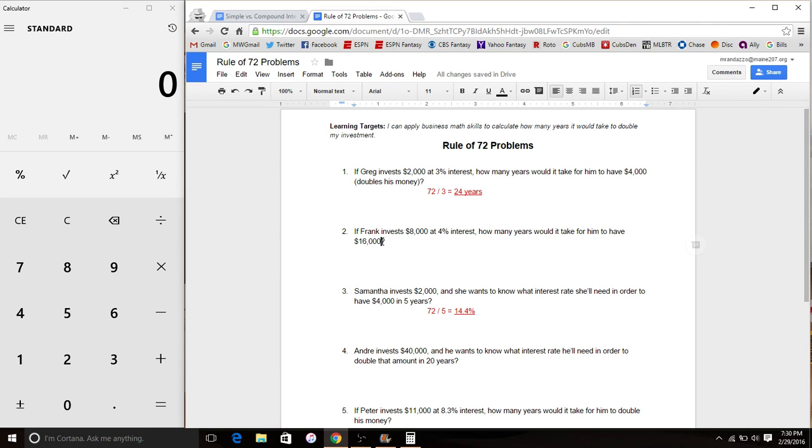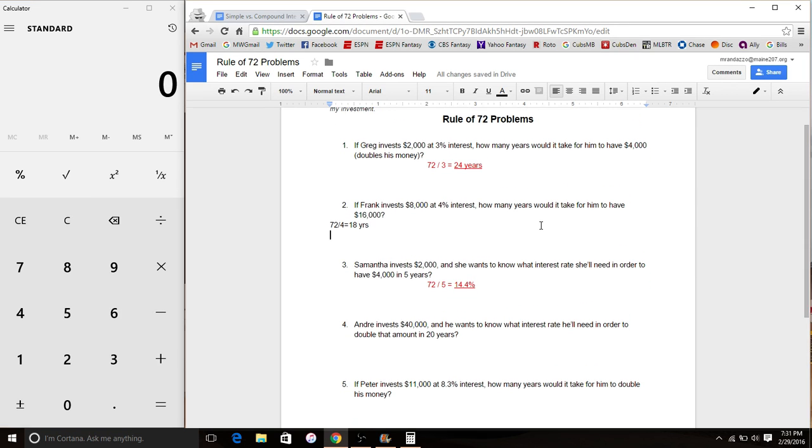So here, number 2. If Frank invests $8,000 at a 4% interest, how many years would it take for him to have 16,000? Okay, so he goes from 8,000 to 16,000. What is that doing? That's doubling his money. So ignore that. All you would do, 72 divided by 4. That's it. So the answer is, it says how many years would it take? 18 years. That's it.